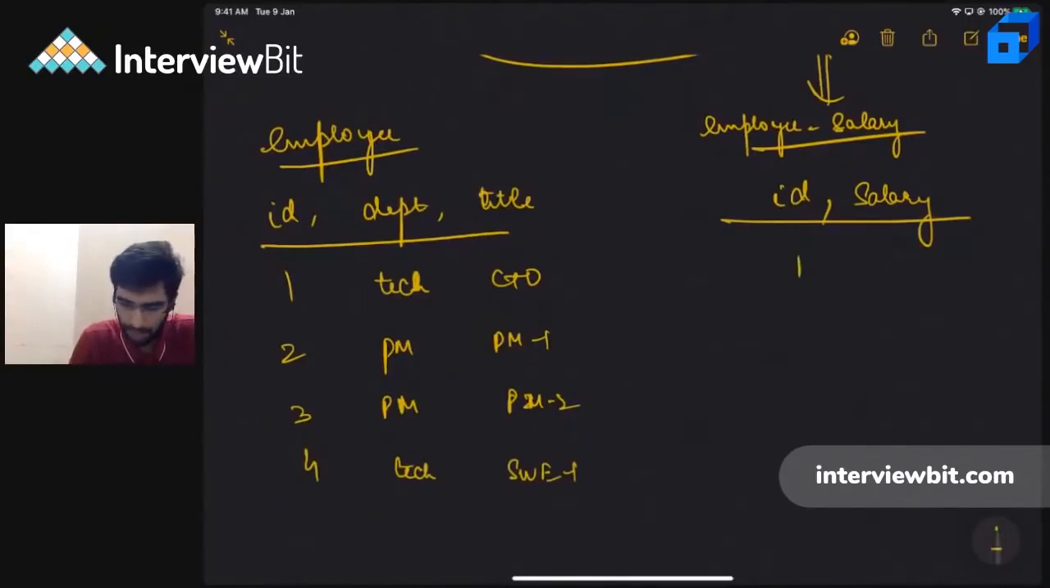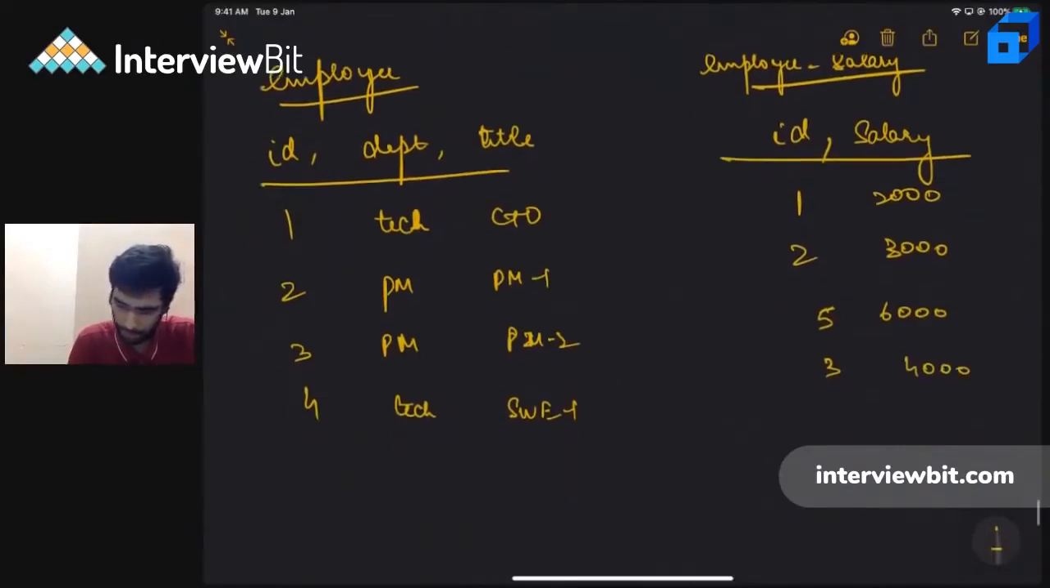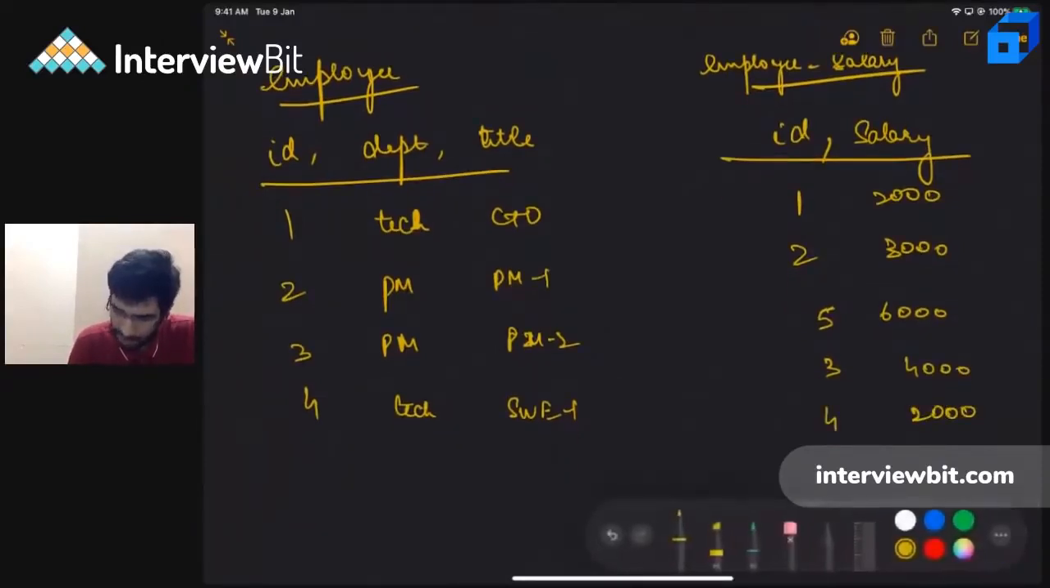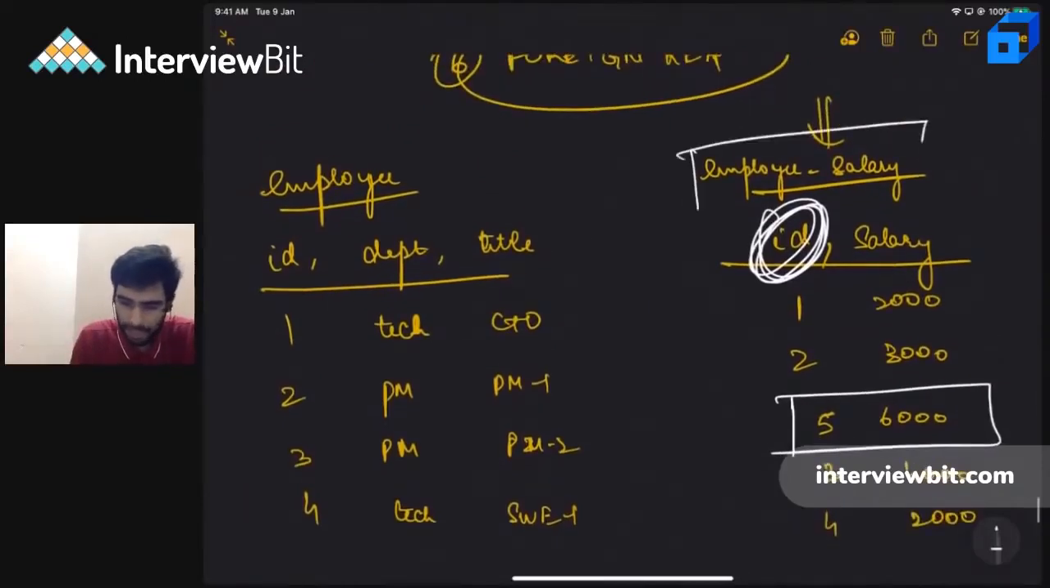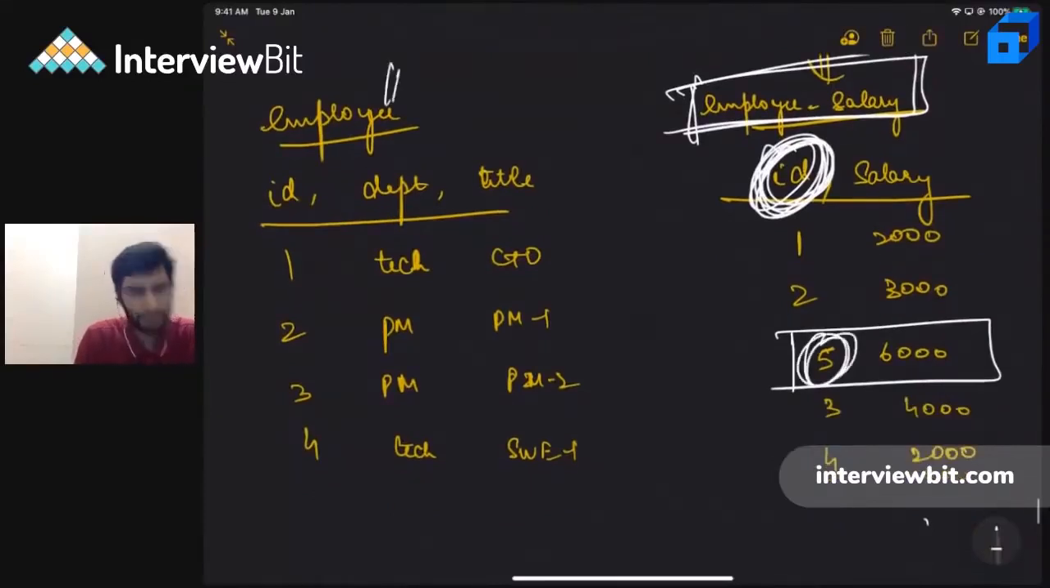And corresponding to ID 1, I have a salary, let us say 2,000, and for ID 2, 3,000. I have a salary for 5, 6,000, and I have a salary for 3, let us say 4,000, and for 4, let us say 2,000. Does this make any sense? There is a salary of an employee, but that employee does not exist. This does not make any sense, right? In employee salary there is an ID, but that ID is not present in employee.